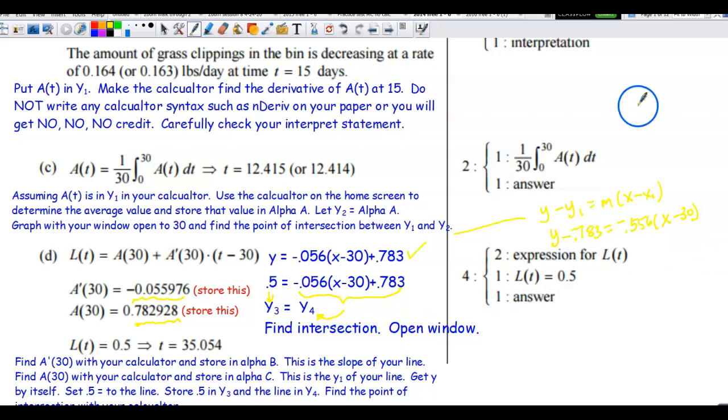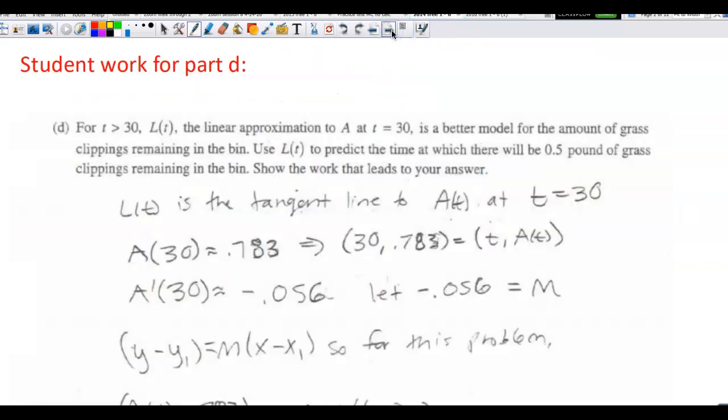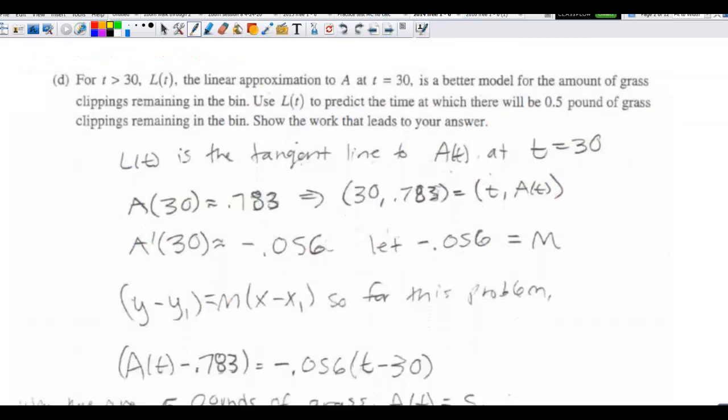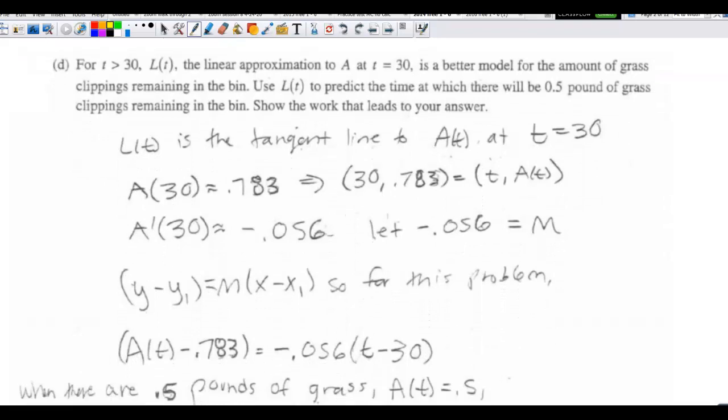And when you do, you'll see that the point of intersection is 35.054. Okay, let's move on to question number 3. This is just some student work to show you how a student actually wrote up Part D and got full credit on this.